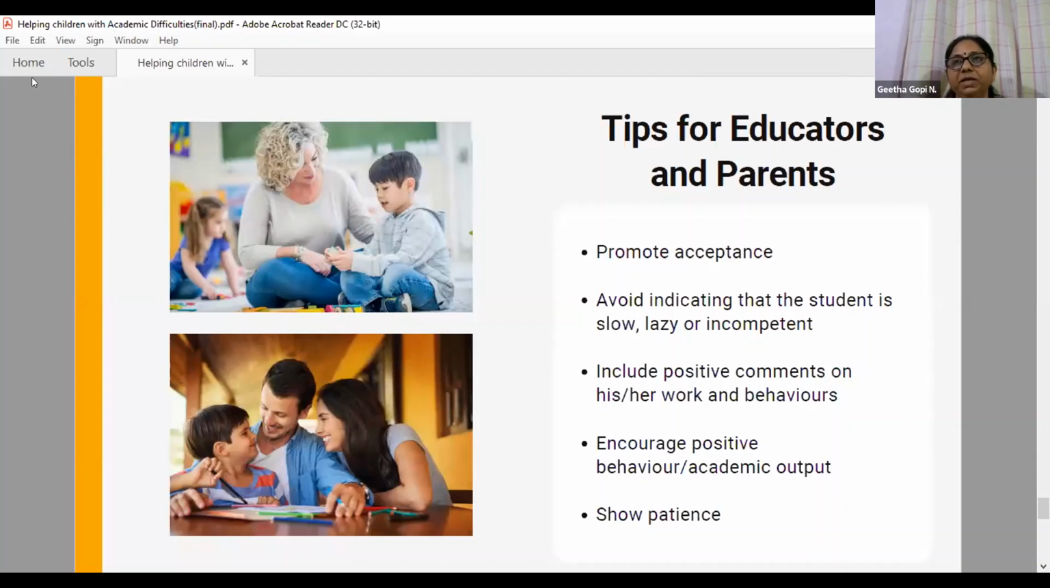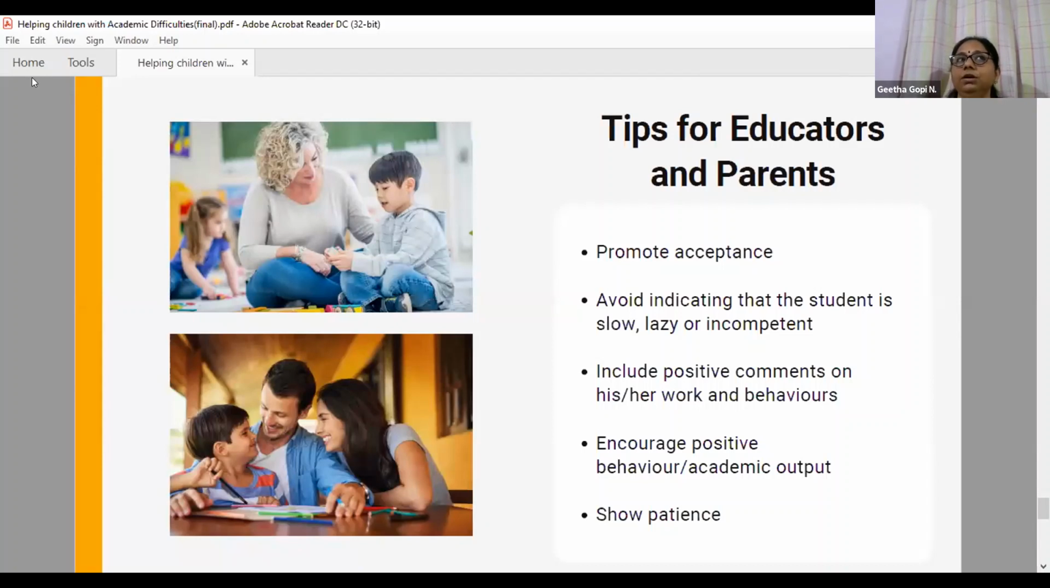So a lot of patience is required, to counsel the parents and the child also, that it doesn't matter, step by step you will learn, you will get there eventually. It may take some time, but eventually we'll get there. So showing that kind of patience and conveying that to parents also is very important.